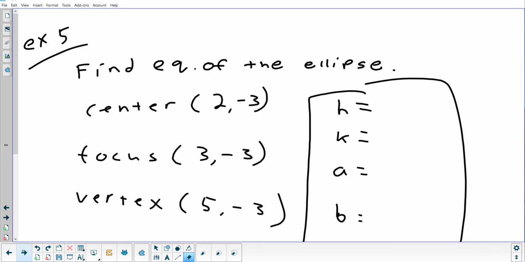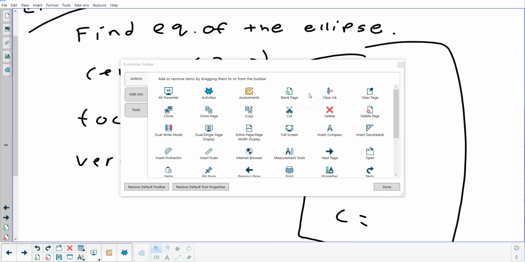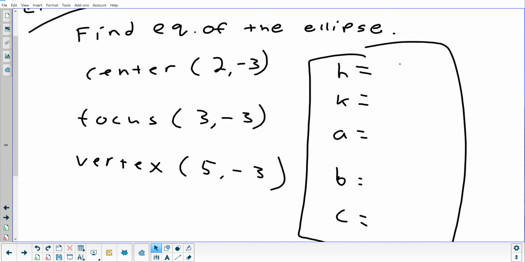All right, so let's find the equation of this ellipse. Again, whether you're finding the equation or whether I give you the equation, the first thing to always do is make this table. Write down your A, your B, and your C, and now your H and your K. Four out of five of these numbers should be real quick to find. Can anyone tell me any one of those numbers that they think they can get from this information?